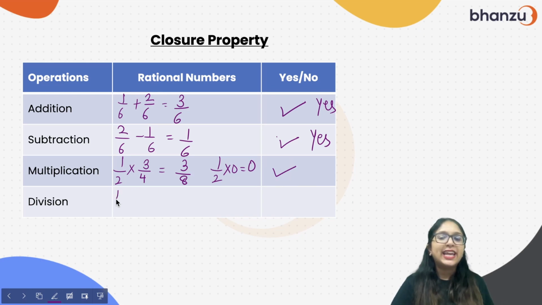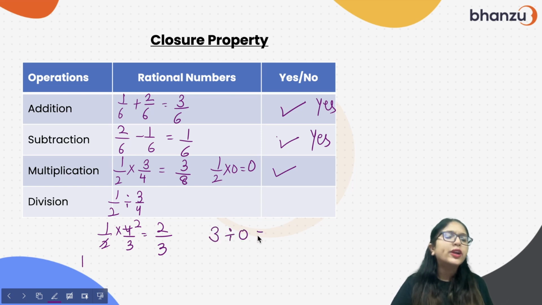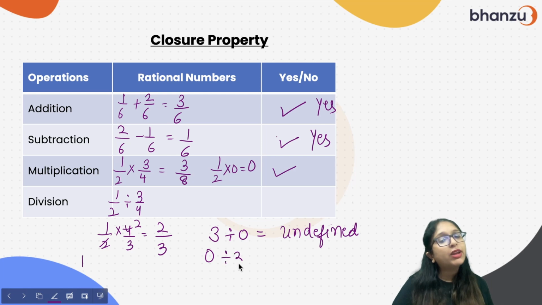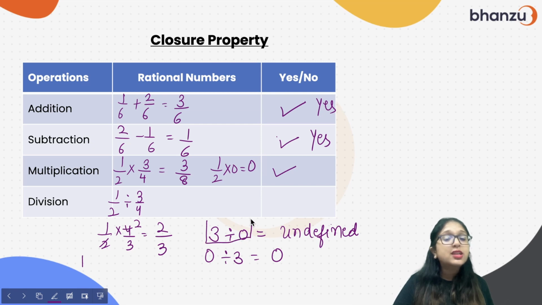Now division. Let's say the question is 1 over 2 divided by 3 over 4. How to solve it? 1 over 2 into 4 over 3. 2 times 1 is 2, 2 times 2 is 4. So the answer is 2 over 3. We get a rational number. This is perfect. What if a question is 3 divided by 0? The answer is undefined. I am not getting a rational number here. What if it is 0 divided by 3? Then it is 0, no problem. But in the case of 3 divided by 0, the answer is undefined. So I can say that rational numbers are not closed under division.